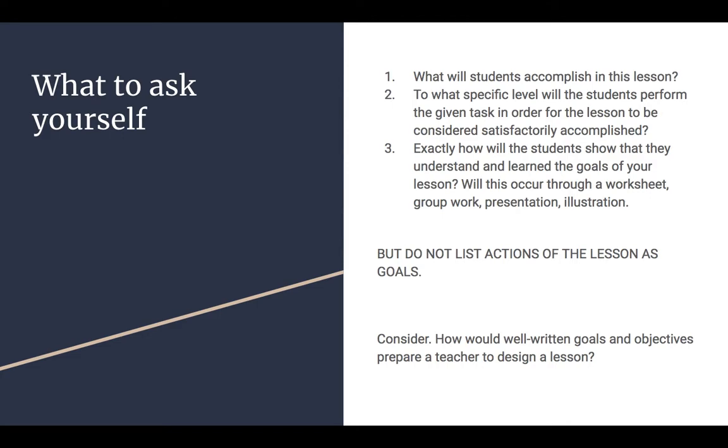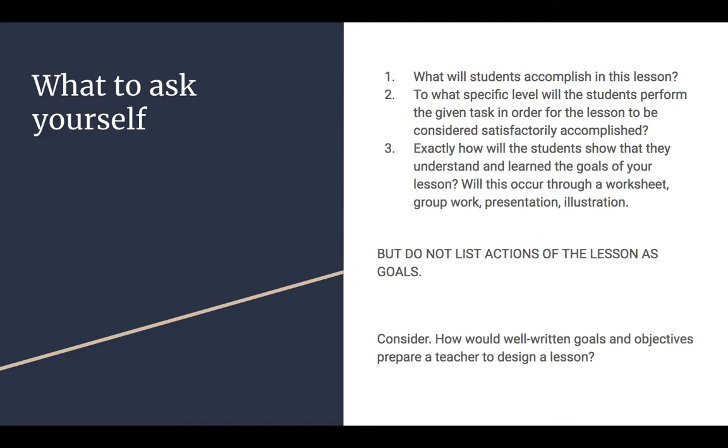He's visiting. So what you want to ask yourself is, what will students accomplish in this lesson? What specific level will the students perform the given task in order for the lesson to be considered satisfactorily accomplished? And exactly how will the students show that they understand and learn the goals of your lesson? Will this occur through a worksheet, a group work, a presentation, an illustration? So you always want to think about, how am I going to be able to know whether or not we reach the goal? What are the assessments that I'm going to have?